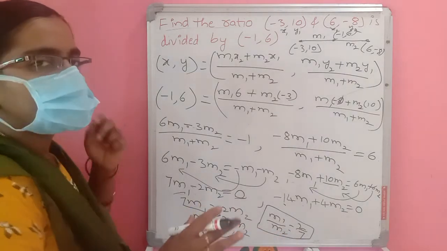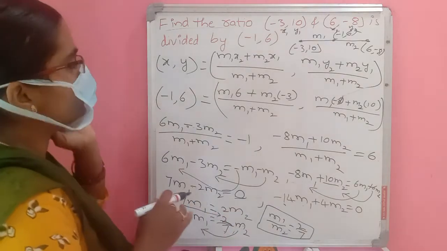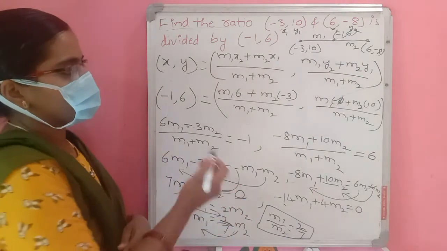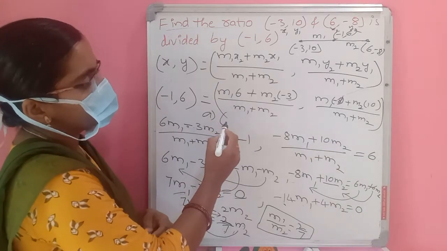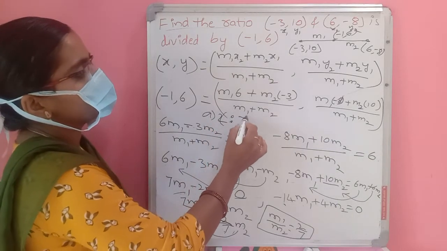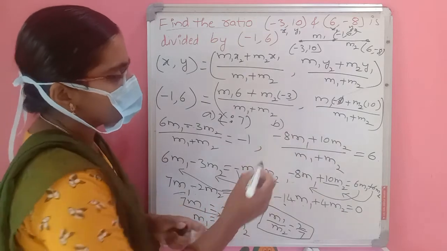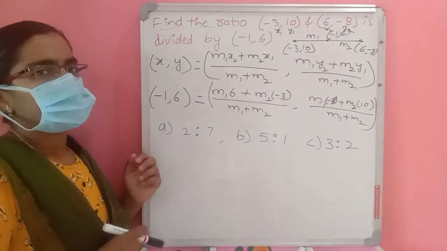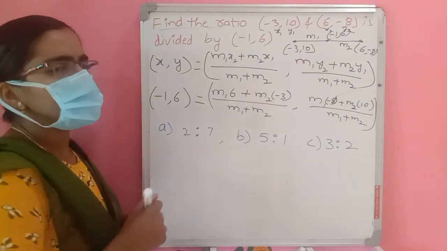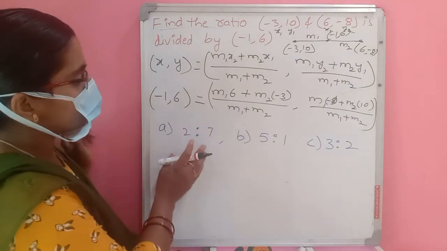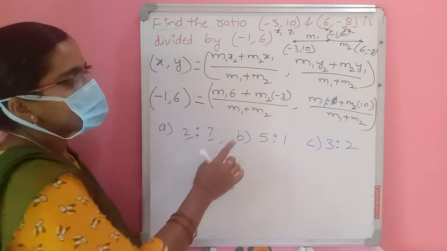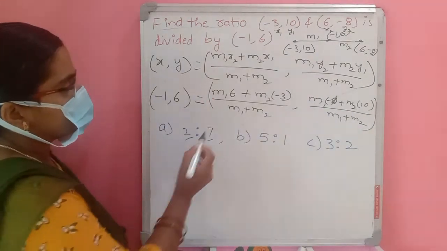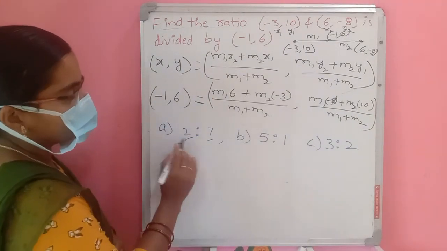Otherwise, from an entrance exam point of view, they will give options. So if they have given options, like m1 is to m2 is 2 is to 7 as one option, just substitute those m1 and m2 values in this. 6 into m1, they have given 2.